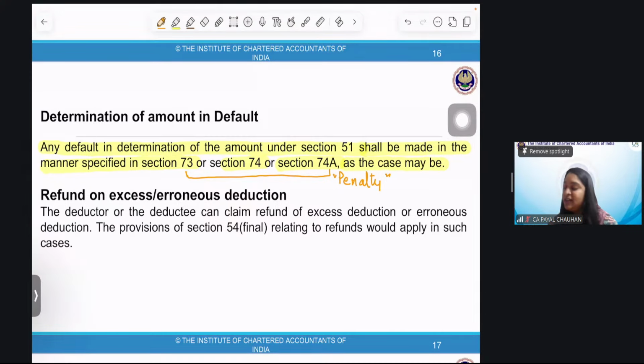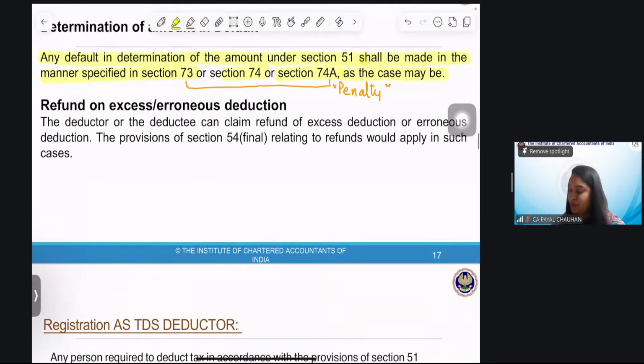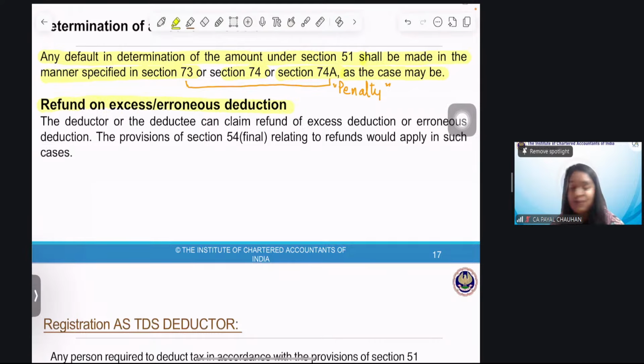Now, refund. I had a question on this also. My class had not reached it yet, but these people asked, so I'm very happy. The deductor or the deductee can claim the refund of excess deduction or erroneous deduction. The provision of section 54 relating to refund would apply in such cases.